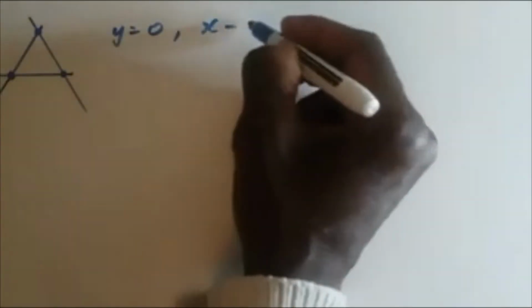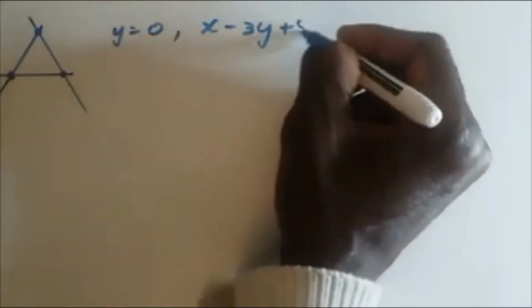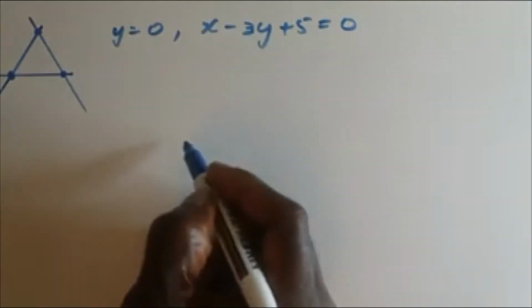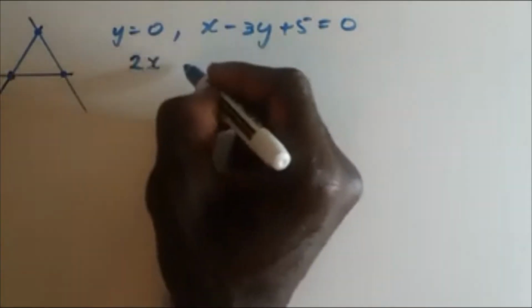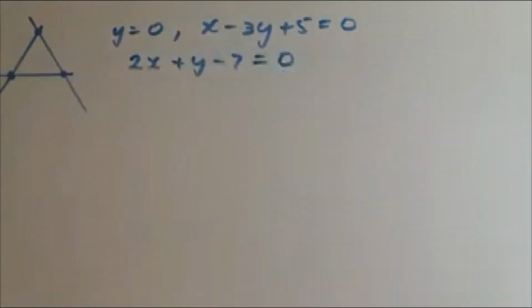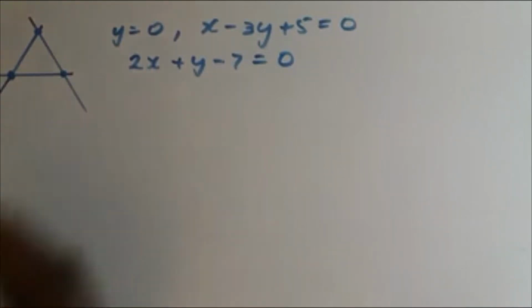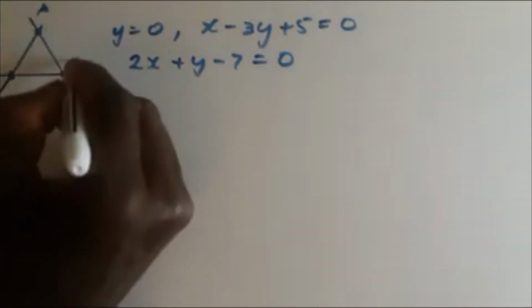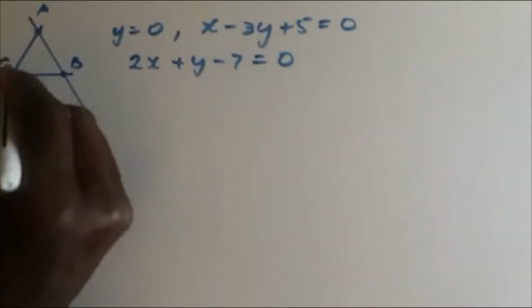Hi. The sides of a triangle are the lines y equal to 0, x minus 3y add 5 is equal to 0, and 2x add y minus 7 is equal to 0. We need to find the coordinates of the vertices of the triangle. So we'll name this A, this one B, and this one C.